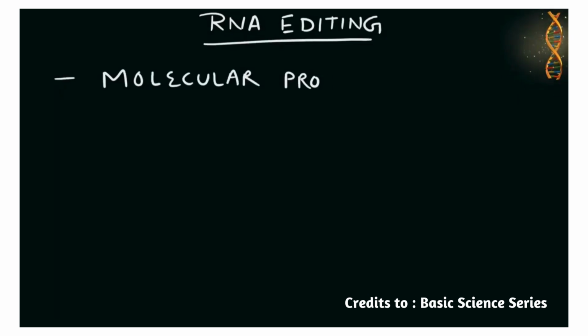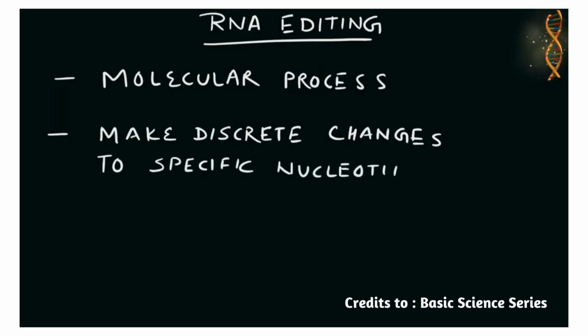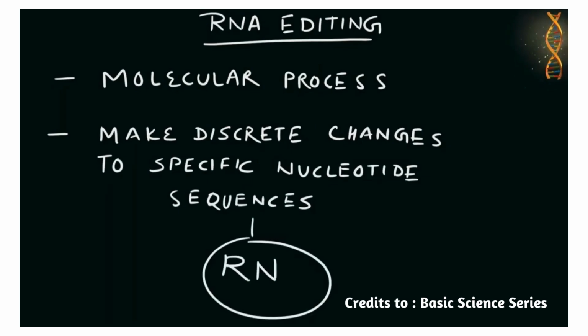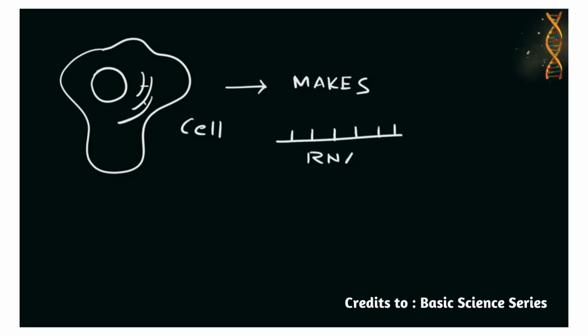RNA editing is a molecular process through which some cells can make discrete changes to specific nucleotide sequences within an RNA molecule after it has been generated by RNA polymerase. What it means is when a cell makes an RNA molecule, its sequence can be changed after it is synthesized to change the final sequence of the protein.